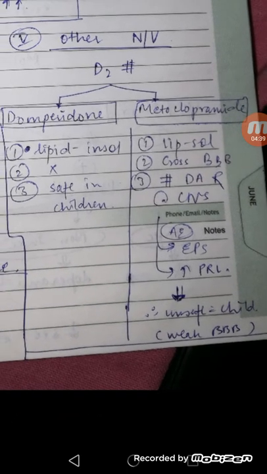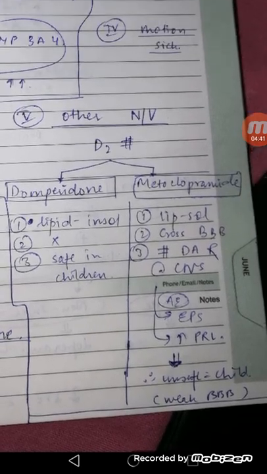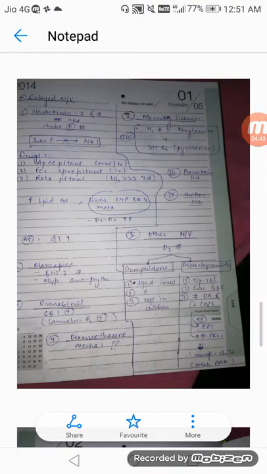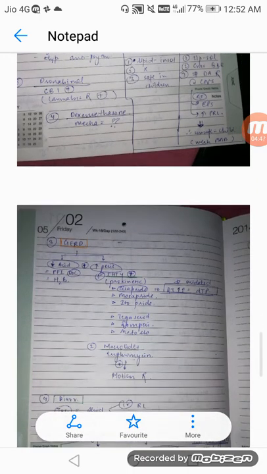The second is domperidone. It is lipid insoluble, therefore safe in children. Okay, there is a condition of motion sickness. Also in motion sickness, we usually give a patch of hyoscine, also called scopolamine.